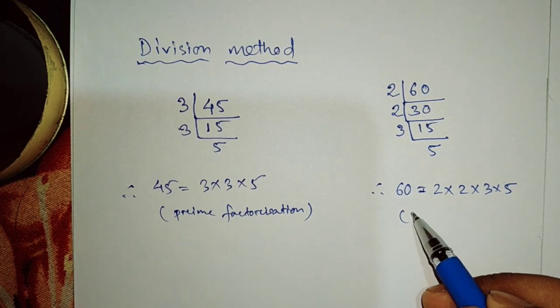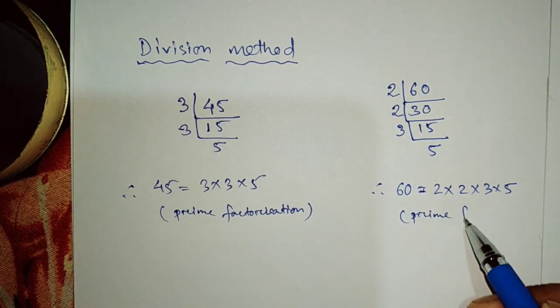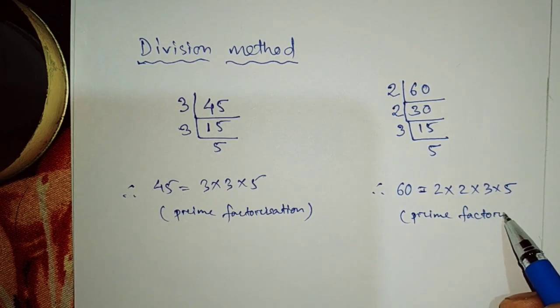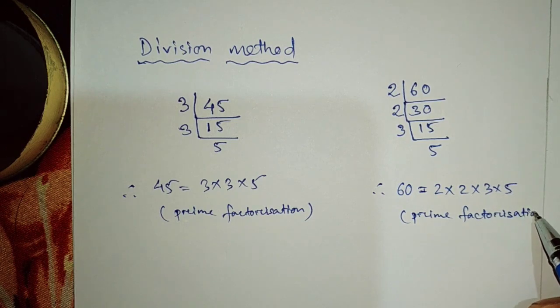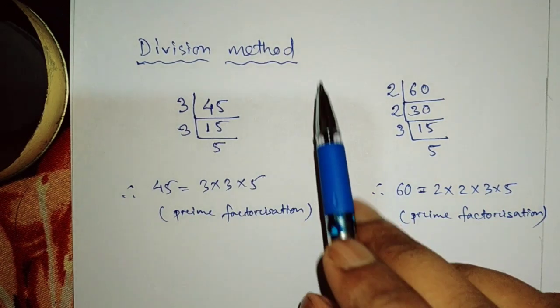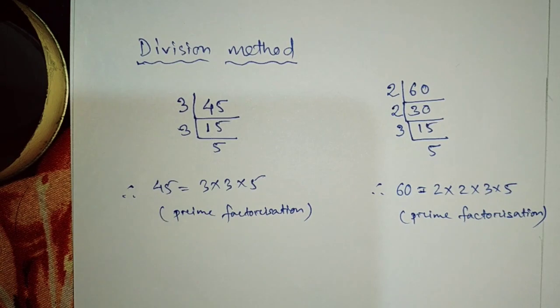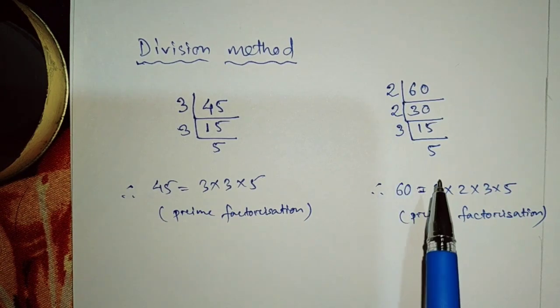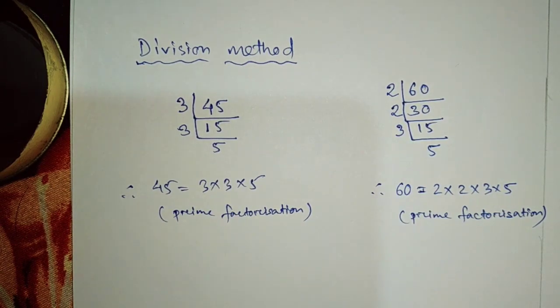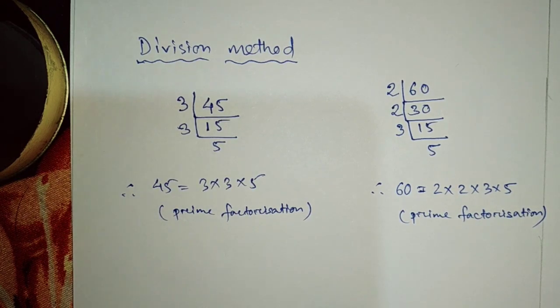So that is our prime factorization. So this is our division method of finding prime factors, which is a lot easier than the factor tree method. Okay. Thank you.